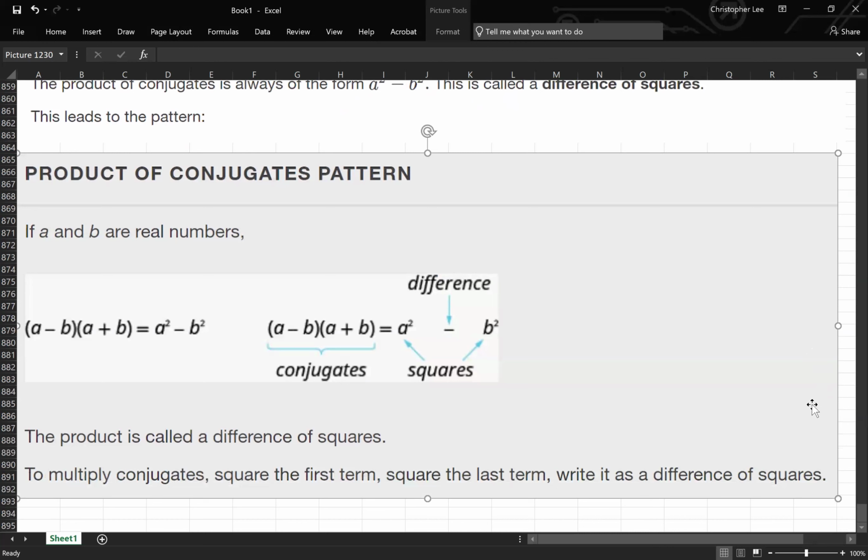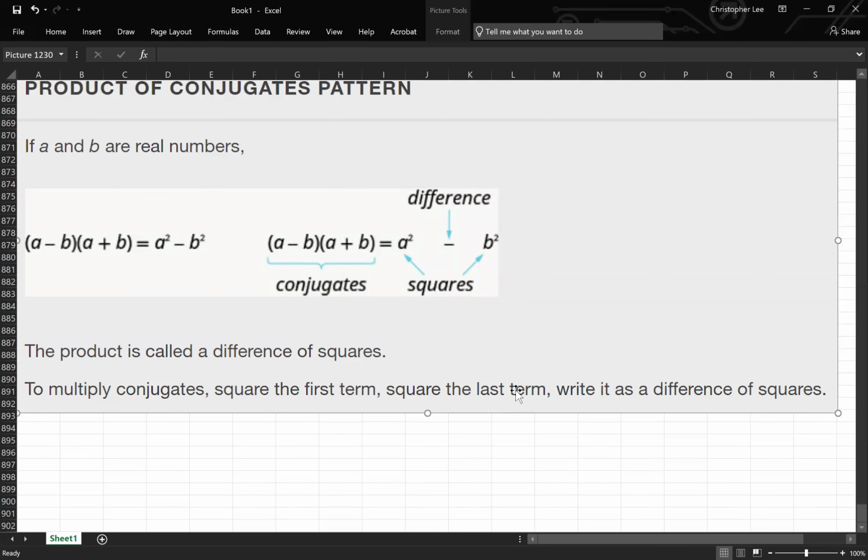So if a and b are real numbers, a minus b times a plus b becomes a squared minus b squared. Your conjugates are a minus b, a plus b, and the product is called the difference of squares, a squared minus b squared. To multiply conjugates, square the first term, square the last term, write it as a difference of squares. Done. All right?